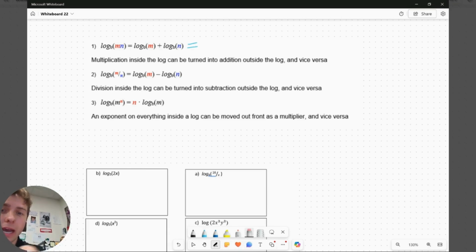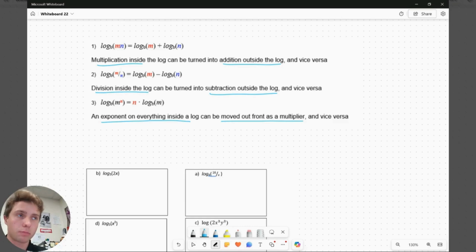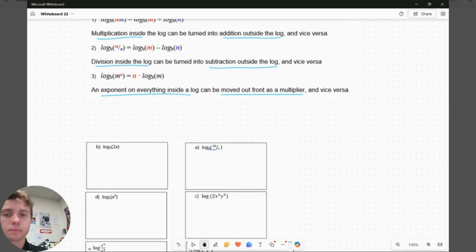So if you have multiplication inside the log, that can be turned to addition outside, or vice versa. Same idea, but with division in the log, that can be changed to subtraction on the outside. And if you ever have an exponent on everything inside a log, that can be moved out of your log as a multiplier. I usually talk about that as being thrown to the outside.